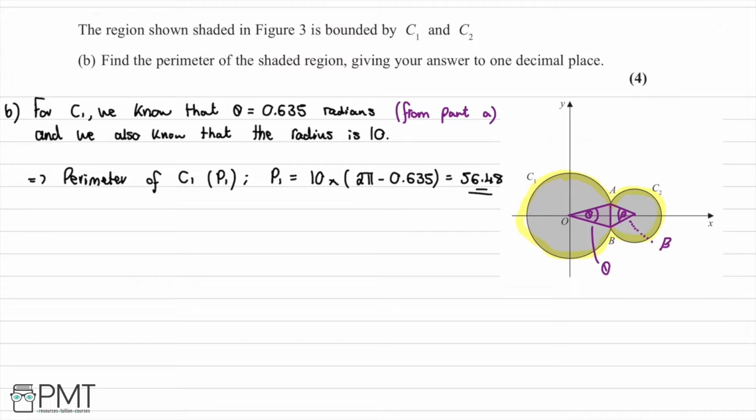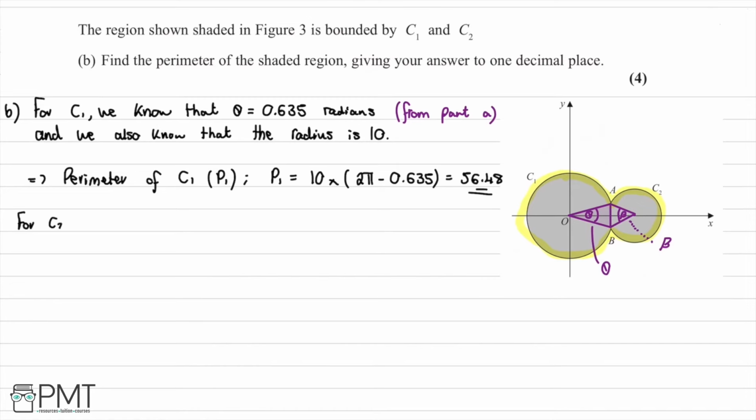So what we've effectively done is we have taken the angle, so this part here, out by subtracting it from 2 pi. And why is this? We know that the circumference or perimeter formula is going to be 2 pi r. So therefore, for C2, we need to do a little bit more work.